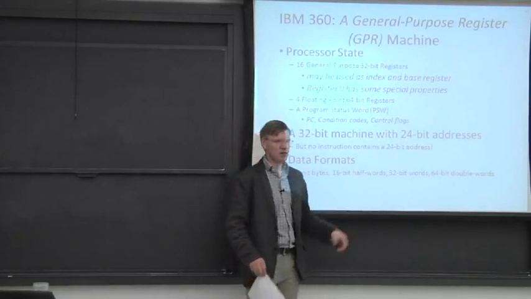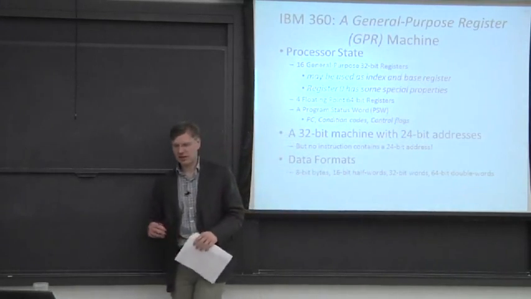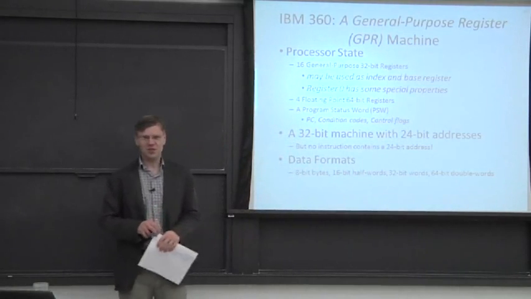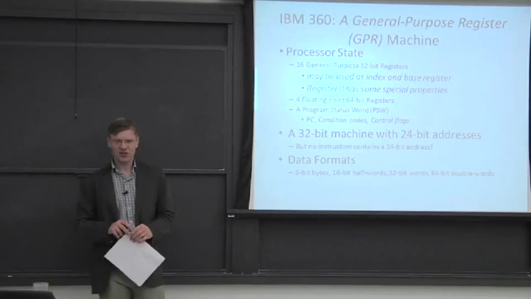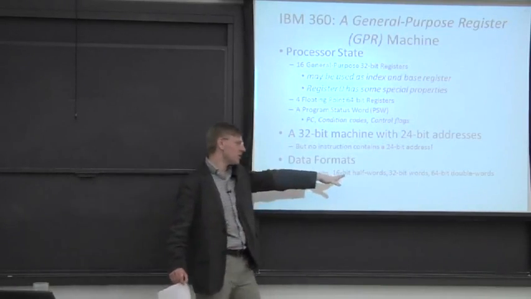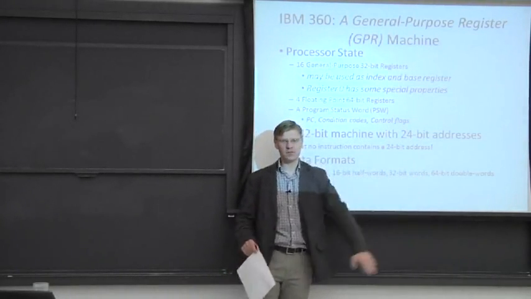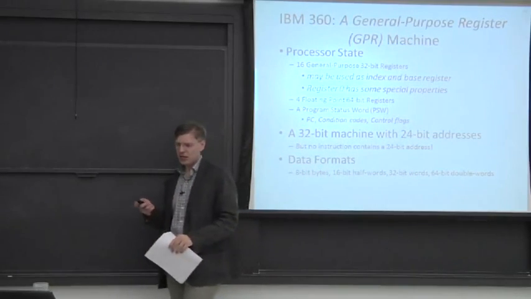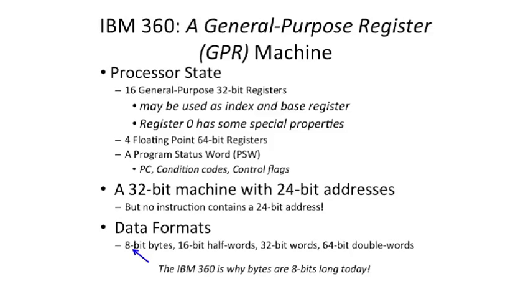And they defined a bunch of different data formats. So there were 8-bit bytes, 16-bit half words, 32-bit words, 64-bit double words. These were the fundamental data types that you could work on, and you could name these different fundamental data types. And it was actually the IBM 360 that came up with this idea that bytes should be 8 bits long. And that's lived on to today.